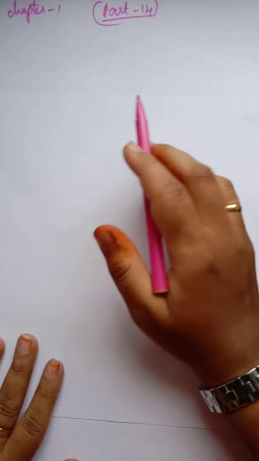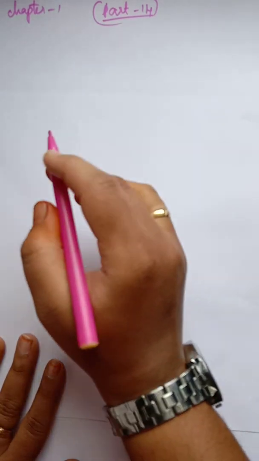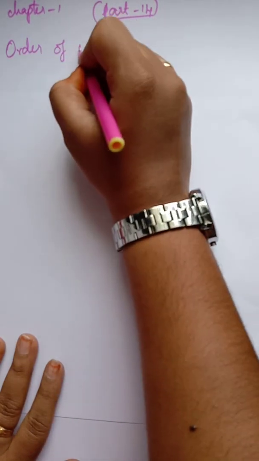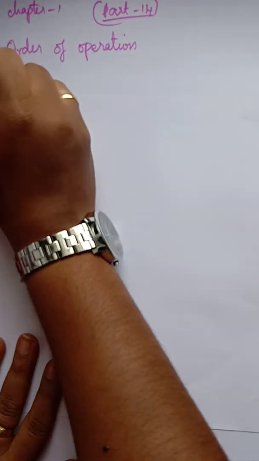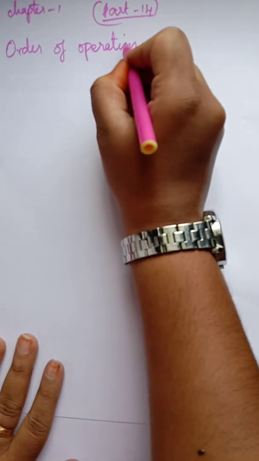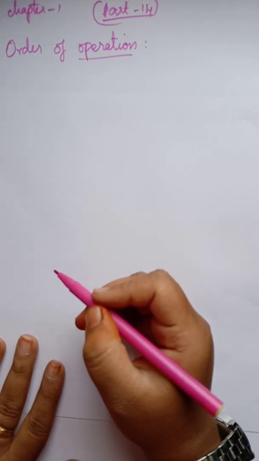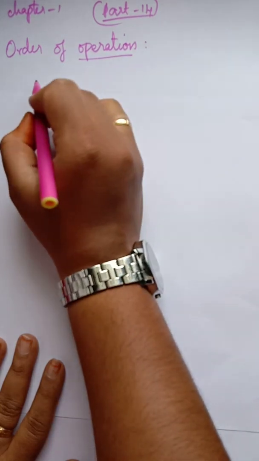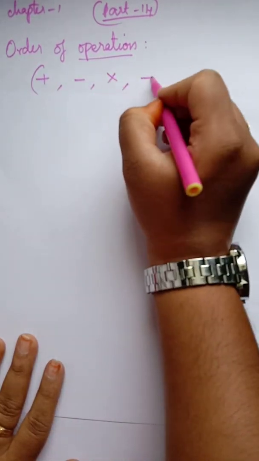Now here, chapter 1 part 14. We are going to see a new topic named order of operation. Now what is meant by order of operation? First we have to see what is meant by operation. In mathematics there are four operations: addition, subtraction, multiplication and division.